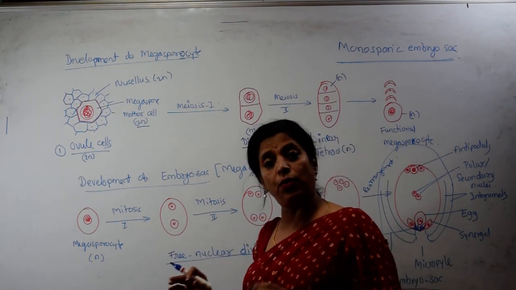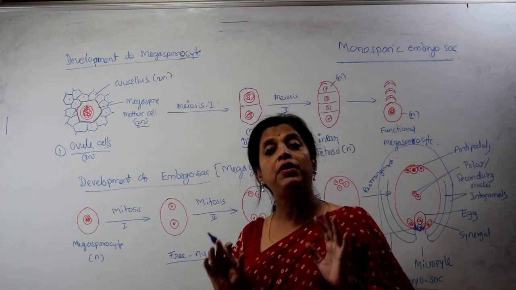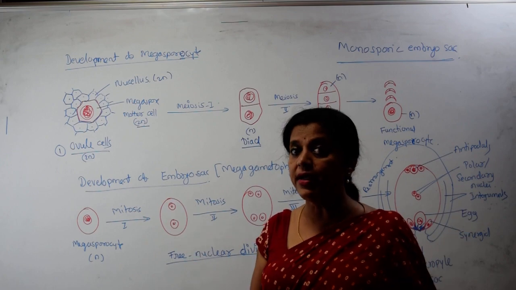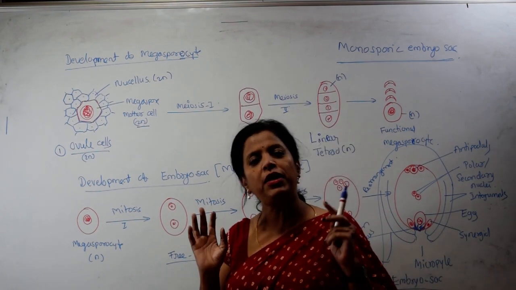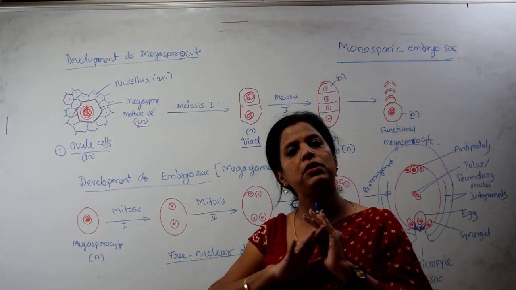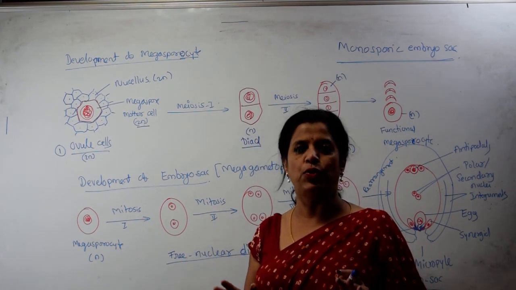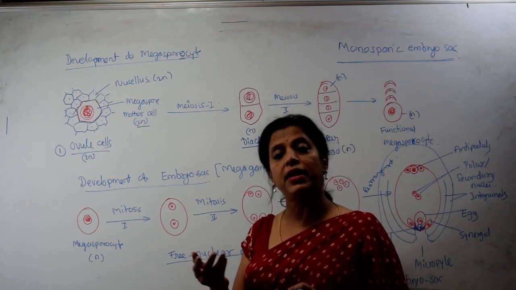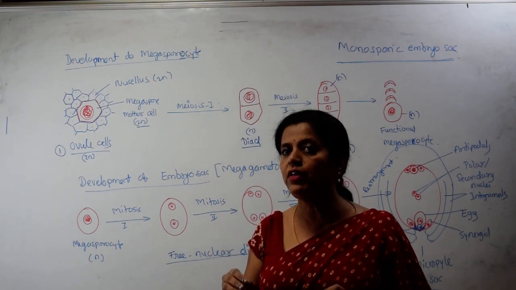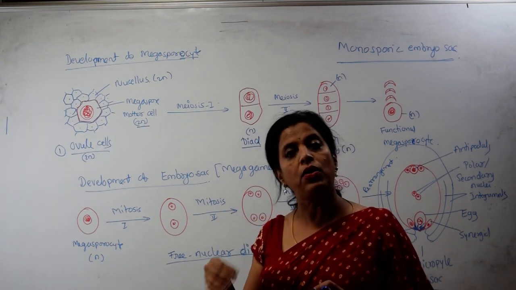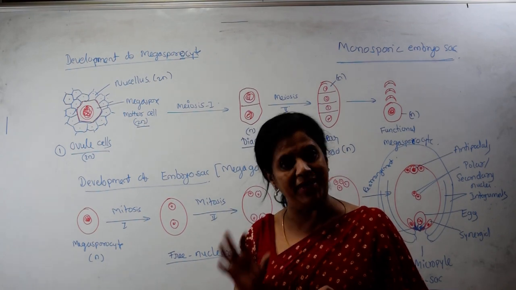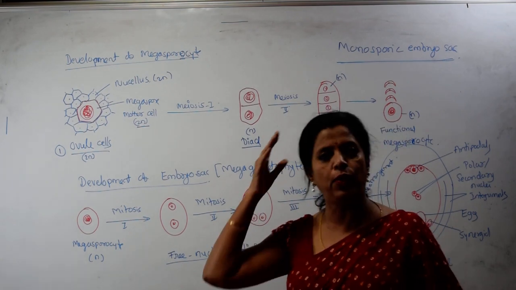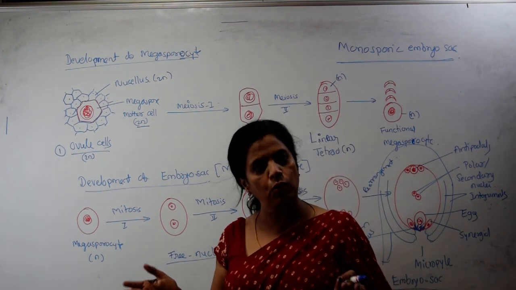Now, the next stage is how the embryo sac develops: there are free nuclear divisions taking place. It is not undergoing cytokinesis. Remember, whenever I say free nuclear divisions, the karyokinesis is not followed by cytokinesis. I hope you know the difference between cytokinesis and karyokinesis. Cytokinesis is the division of the cytoplasm. Karyokinesis is the division of the nucleus. In most conditions, karyokinesis is followed by cytokinesis to form the 2 daughter cells.